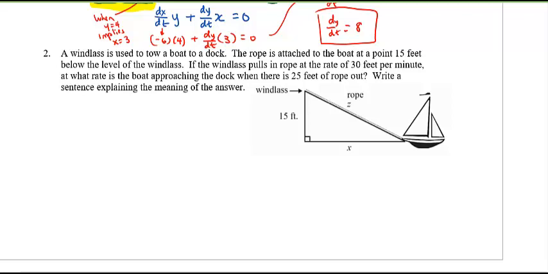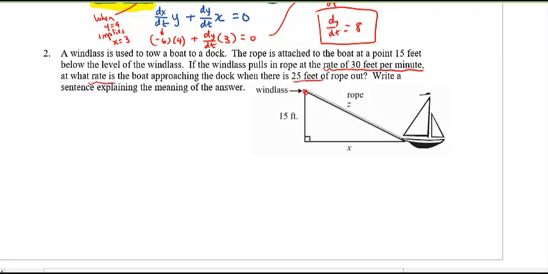So a windlass is used to tow a boat to a dock. That's something here, right? Towing this rope. The rope is attached to the boat at a point 15 feet below the windlass. And if the windlass pulls in the rope at a rate, okay, so hint, hint, hint, when I see this word rate, I'm thinking derivative, at a rate of 30 feet per minute, at what rate, asking for another rate now, at what rate is the boat approaching the dock when there is 25 feet of rope out?